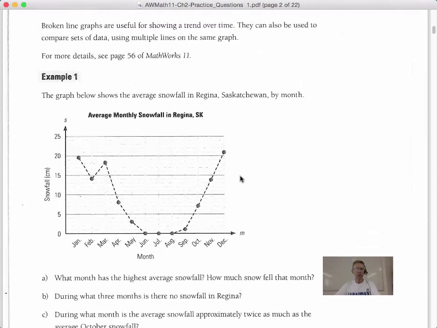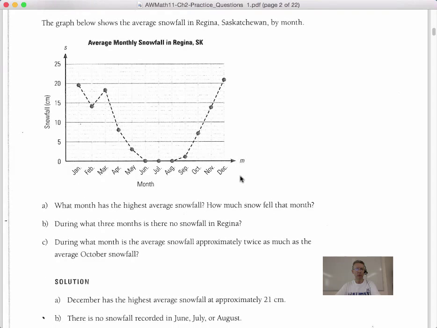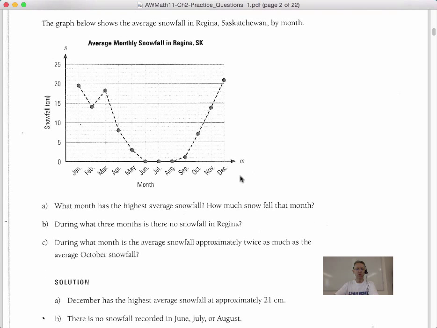So let's look at this example. The graph below shows the average snowfall in Regina, Saskatchewan by month, and what month has the highest average snowfall and how much fell? Well, obviously it looks like the highest value here is December, it seems. And what is the actual snowfall? Well, it's just above 20. It looks like it's 21. That's what they have as the answer down here.